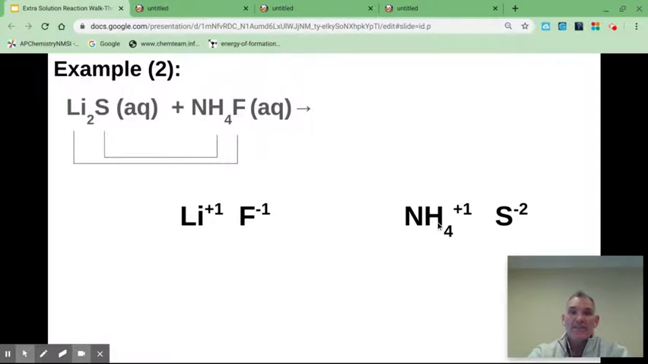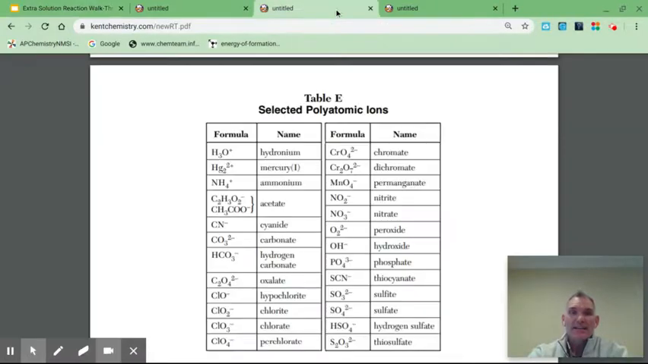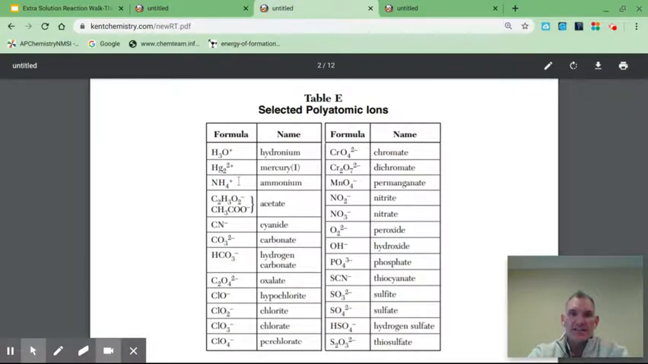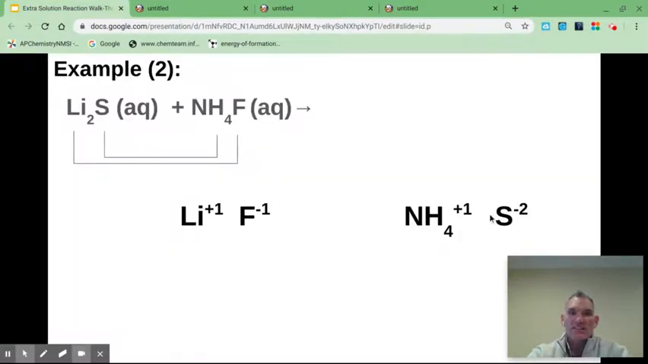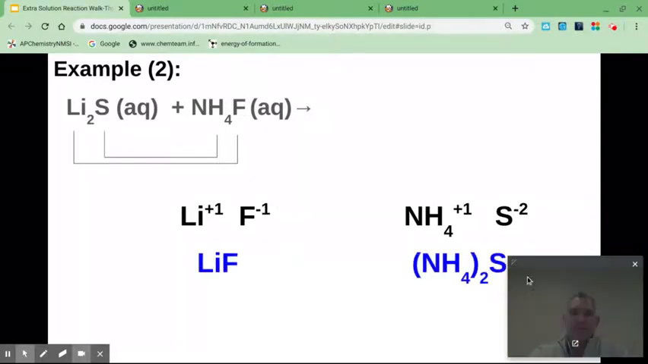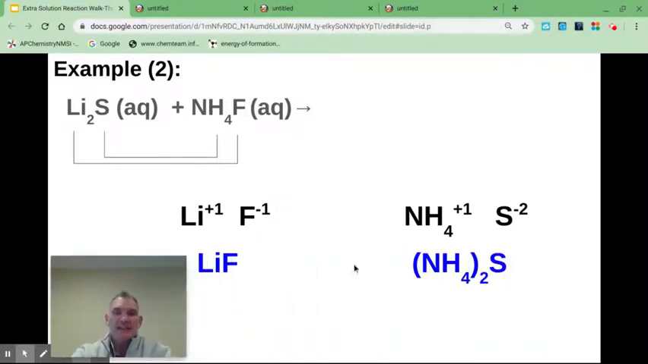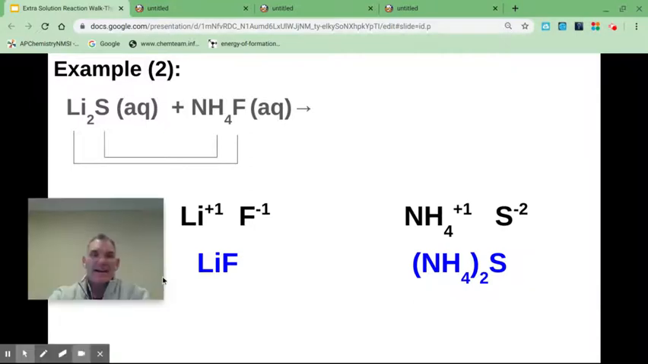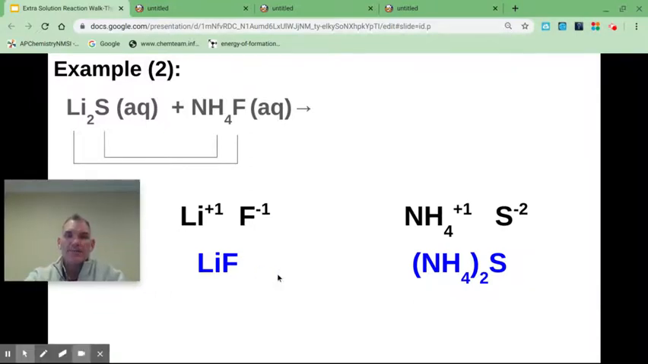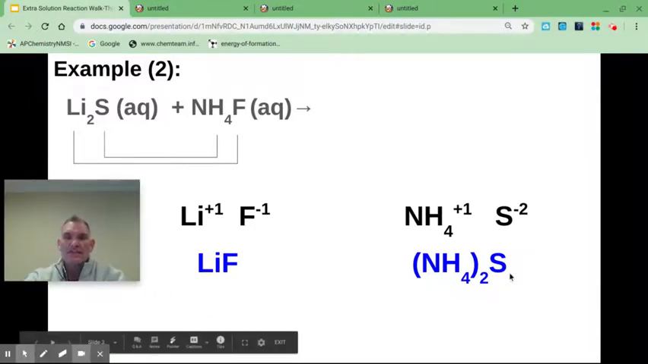NH4 is going to be on table E. NH4 is right here. It has a +1 charge. So I have my starting pieces for my swap and drop. Now this one's going to be a lot easier because the numbers are not that complicated. So I have 1, 1. I swap and get LiF. On this side, I have a 2 coming across. So I need parentheses, and the 1 goes over. So my two products are going to be LiF and (NH4)2S.